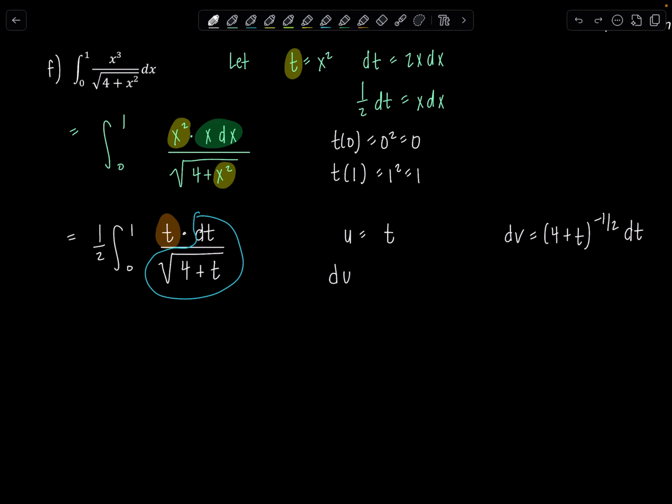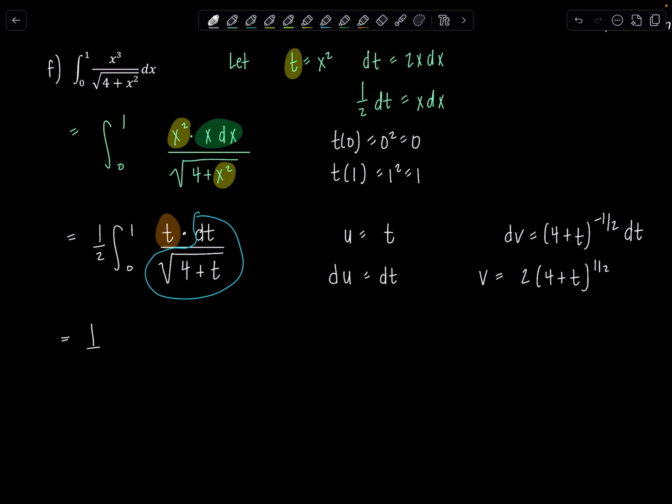So du would just be dt, and v, antiderivative here, since we just have a 1 in front of the t, you can just take the antiderivative and keep 4 plus t together, like a little family. We don't need to do like another substitution. Hopefully you've noticed that by now. Add 1 to the exponent, divide by the new exponent, and keep this little family together. So you're going to have 2 4 plus t to the positive 1/2. Now, can you take the antiderivative of this product more easily? Absolutely. So let's do it.